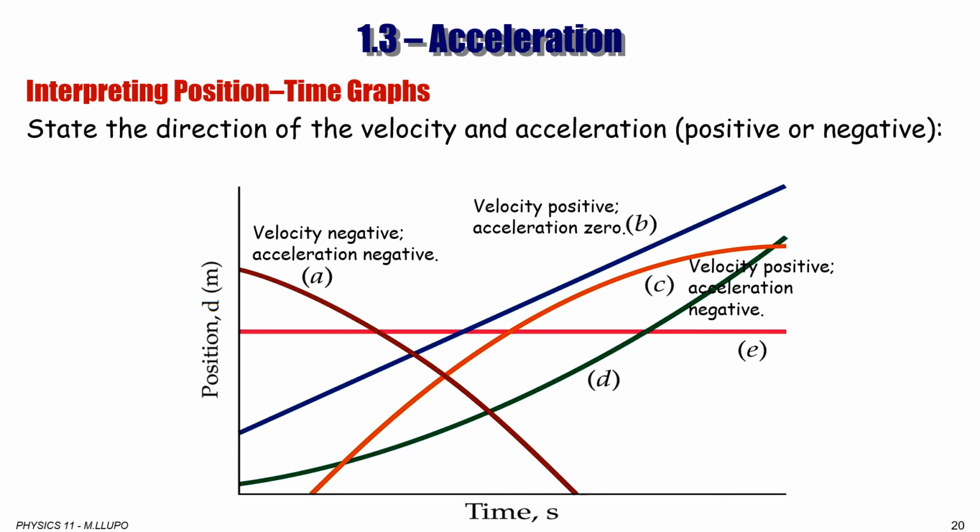D is the opposite of C, because the velocity is up, but is becoming steeper and steeper, faster and faster. So that means acceleration has to be in the same direction as velocity. So both have to be positive. And E, position does not change. That means velocity is 0. And if the velocity is 0, acceleration is 0.